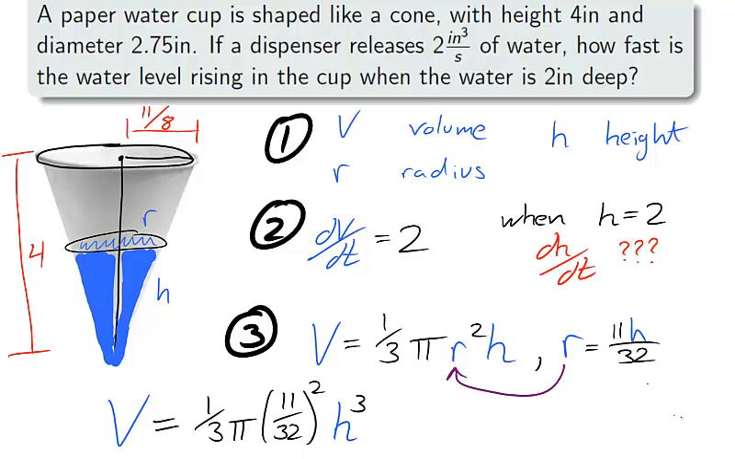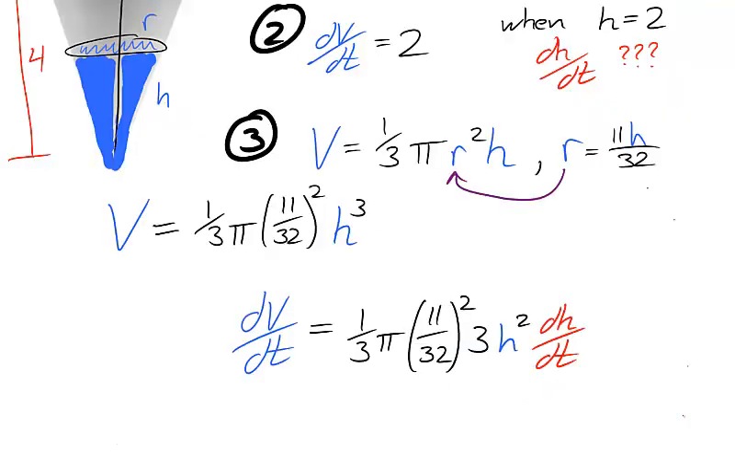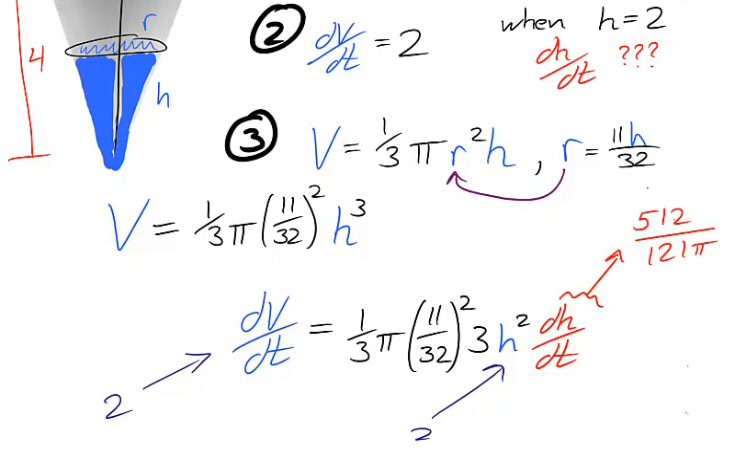Let's begin step 4 by differentiating with respect to t. And we obtain a beautiful equation, certainly easier than the equation we had a minute ago. And we have exactly enough information to solve this equation by just plugging in 2 for dV/dt and 2 for h. The rate of change for the height is 512 over 121 pi.